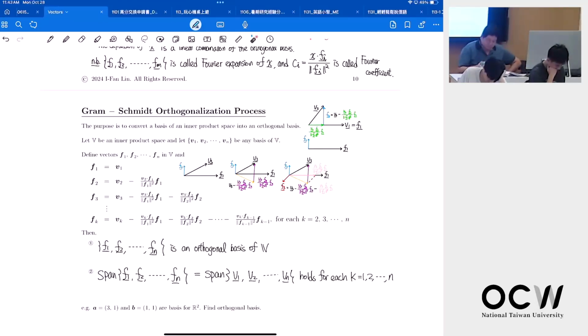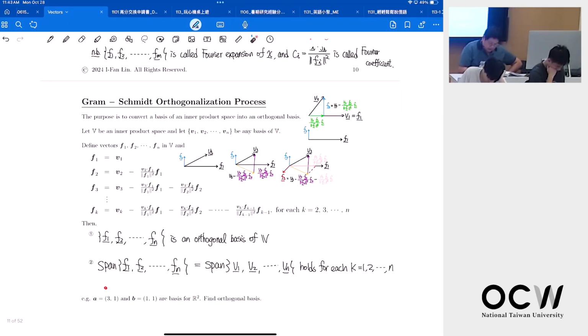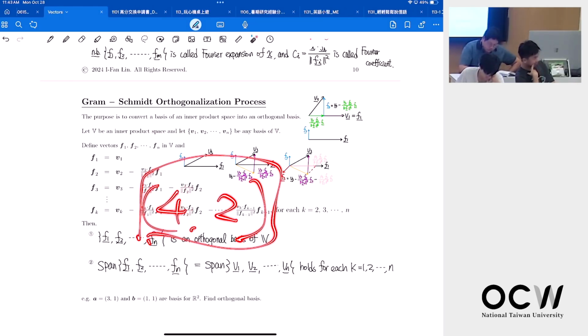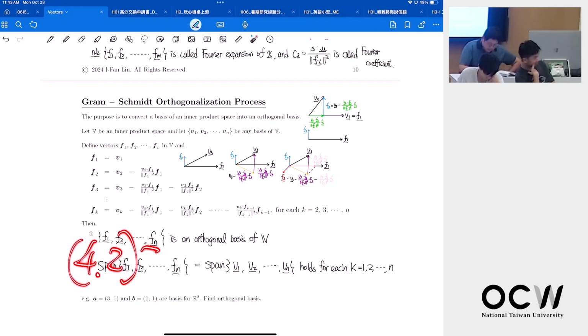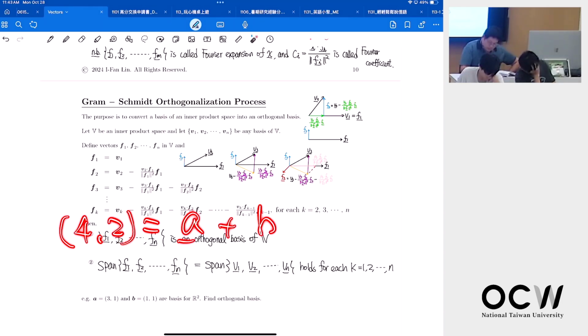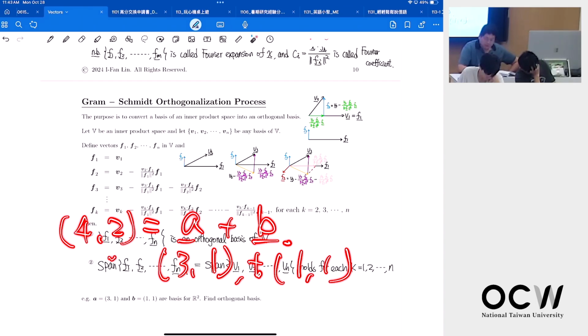Let's see this example. In 2 dimensions, these two vectors are the basis. So if I want to express the vector (4, 2), (4, 2) will be A plus B, right? A linear combination of A and B, because A is (3, 1) and B is (1, 1). So if I add these two together, there'll be (4, 2). Okay, A and B are bases, but they are not orthogonal.